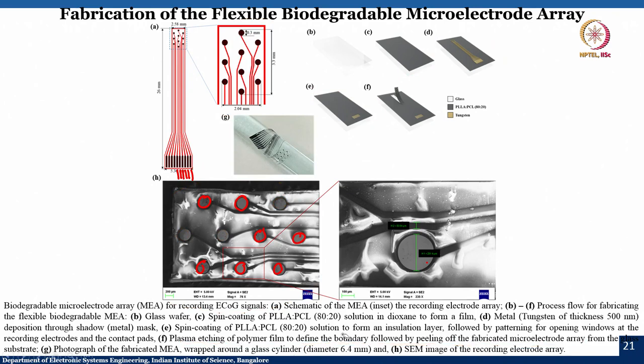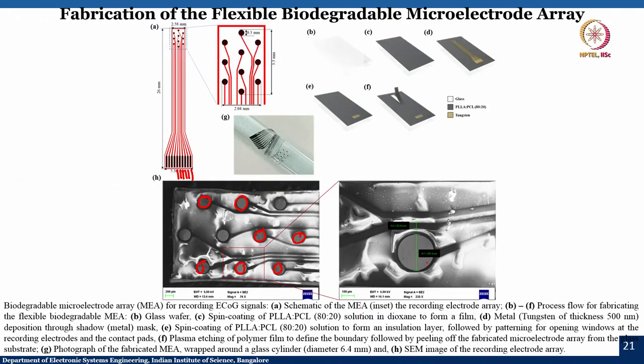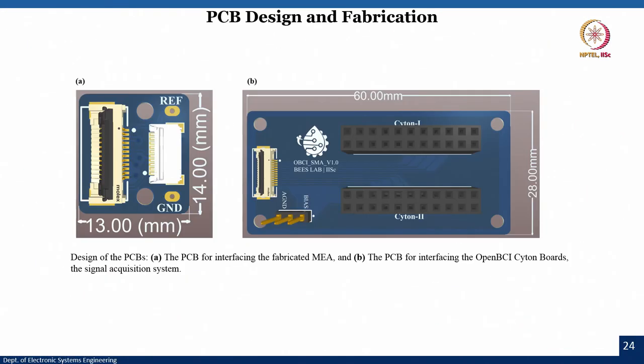All right. So what we have seen is how we can fabricate this microelectrode array for implantation, right? And once you have the microelectrode array, the next step is how we will implant it in the rat brain. So these are the steps that we have to understand how to use it.